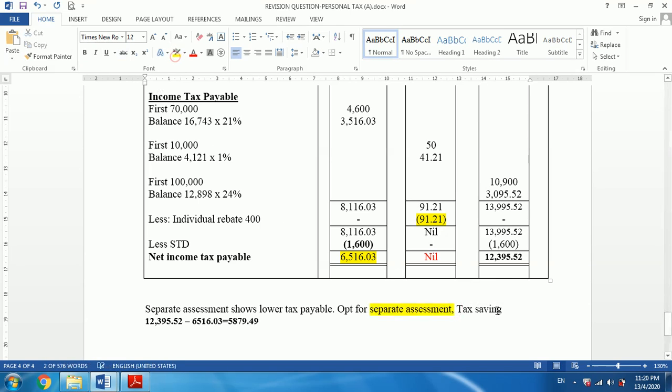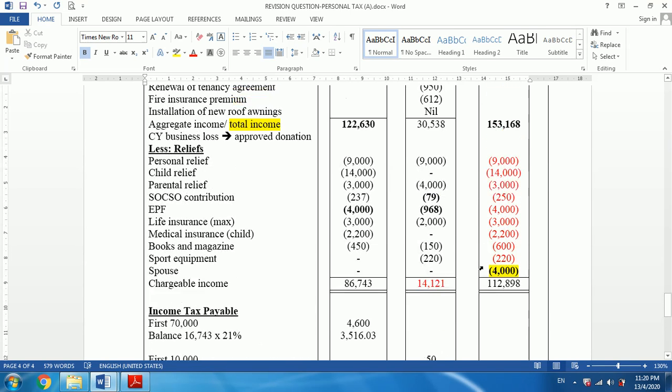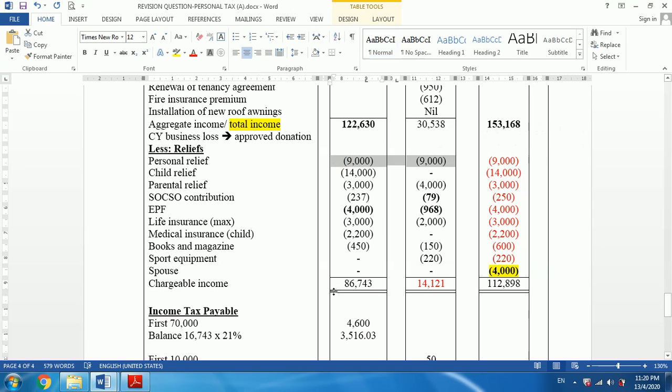And what caused this tax saving? The reason must be that you have to look into the reliefs and rebates. I'm using the first example under personal. Under separate assessment, the personal relief claimed by Ken is 9K, Natalie 9K, so total 18,000. But under joint assessment it is only 9K, so there is a difference of 9K.